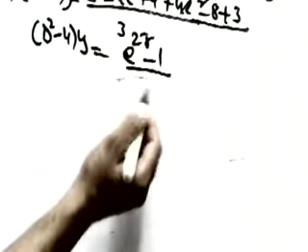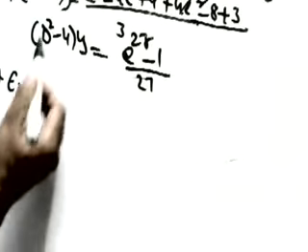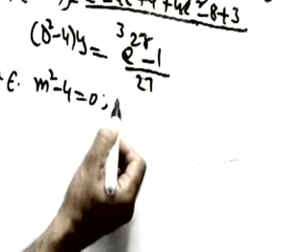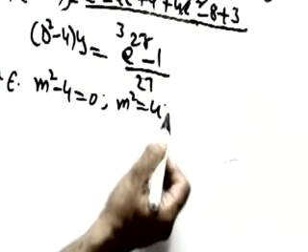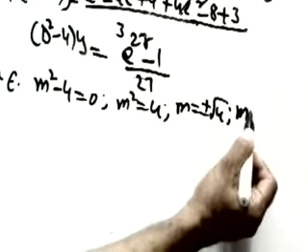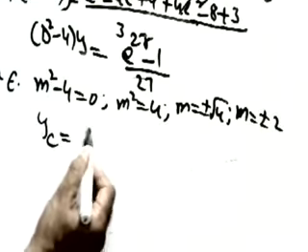Sorry, here you will get 9 3s are 27, so divided by 27. Now the auxiliary equation: here you keep m square minus 4 equals to 0, m square equals to 4, so m equals to plus or minus root 4, that is m equals to plus or minus 2.